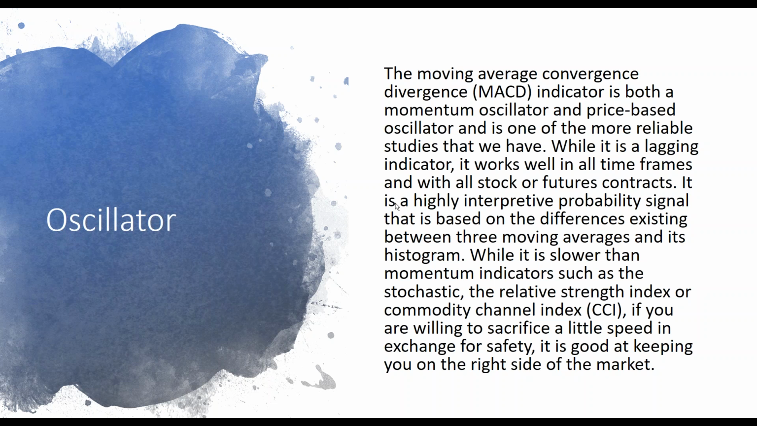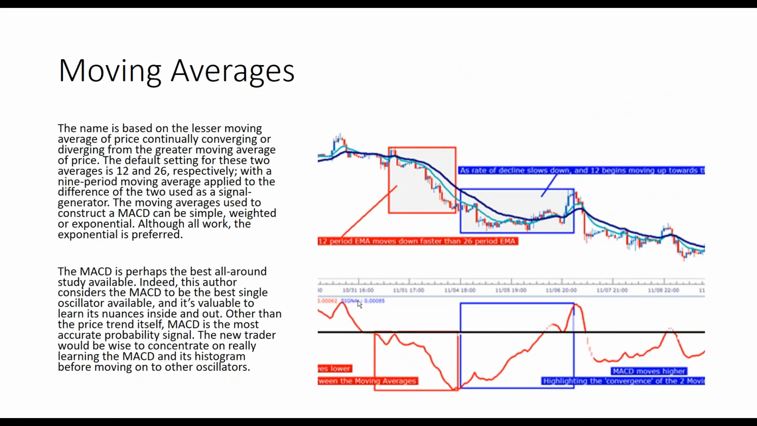Now, MACD is a highly interpretive probability signal that is based on the differences between three moving averages and its histogram. While it is slower than momentum indicators such as stochastics, relative strength index or commodity channel index, if you are willing to sacrifice a little bit of speed in exchange for safety, it is good at keeping you on the right side of the markets. The name is based on the moving averages of price continually converging and diverging.